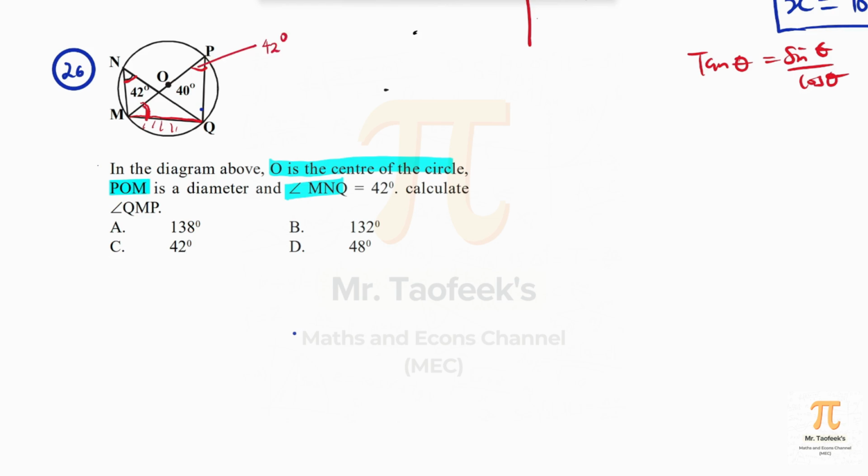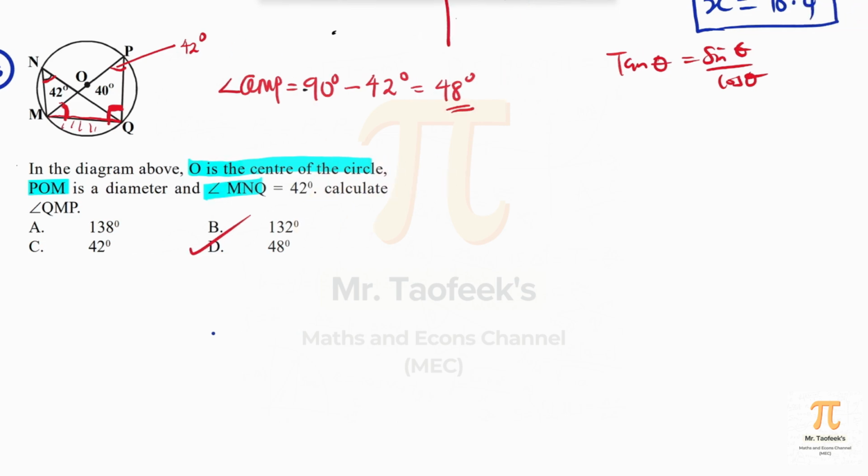Now I'm looking for this angle, and I was told that MP is a semicircle. And remember that whenever you have a diameter, we have the angle in a semicircle, which means this place is 90 degrees. And if this place is 90 degrees, for me to get this one, I will just do 90 take away 42 degrees. So angle QMP is 90 take away 42 degrees, and my answer is clearly 48 degrees. So option D. And that's the answer.